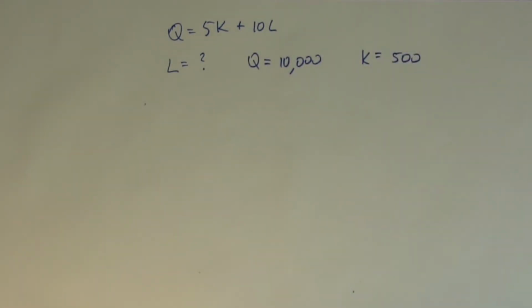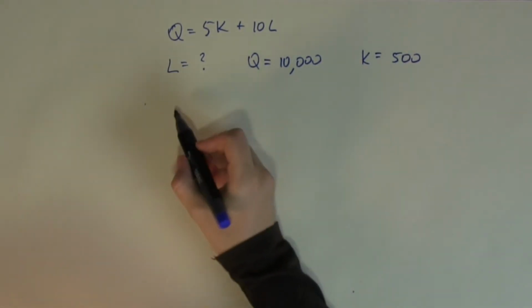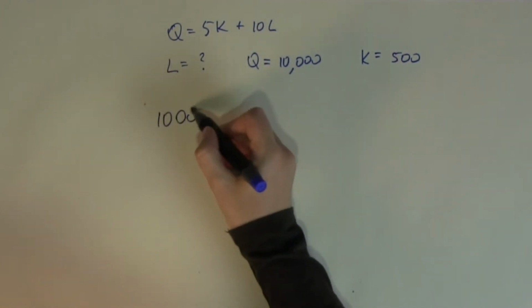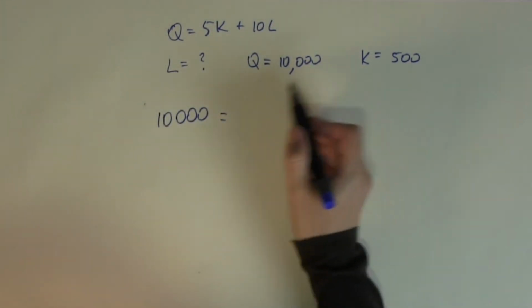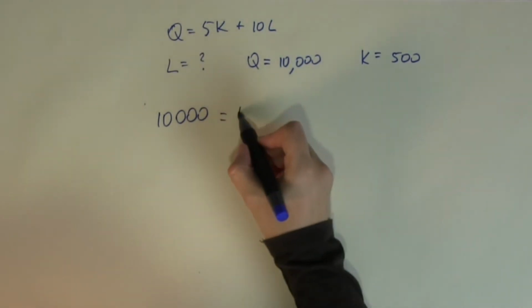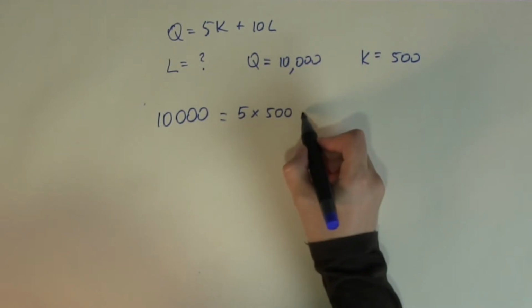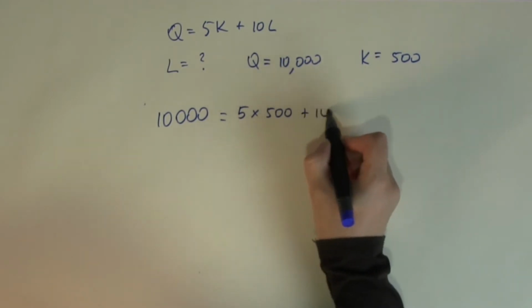Now let's put everything we know into the formula and see what that leaves us. So I know that Q is 10,000, so on this side I have got 10,000 and on the other side 5K, which is 5 times 500, given that K is equal to 500, plus 10 times L.